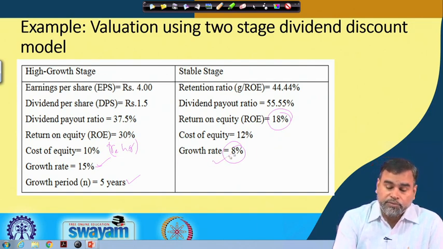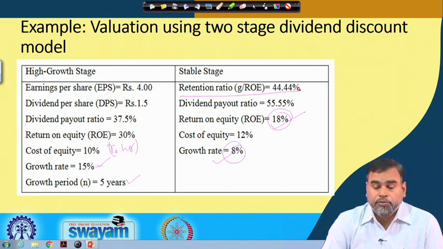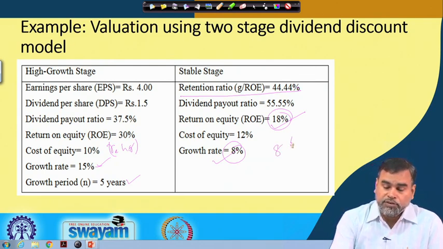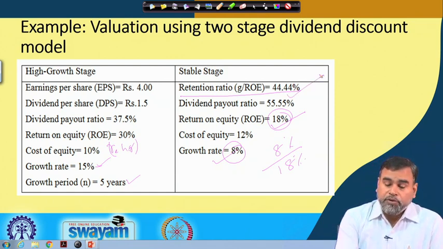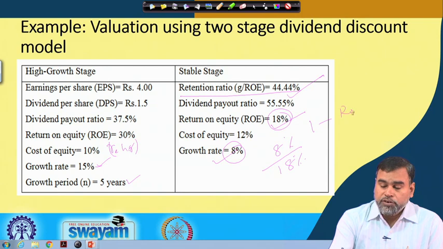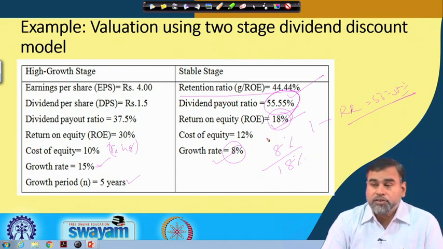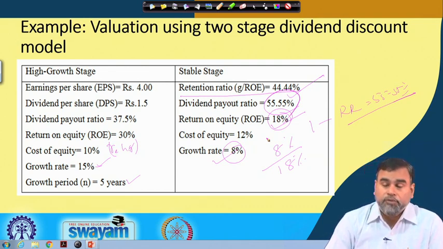So, if your growth is given and ROE is given, then the retention ratio can be calculated, that is 44.44 percent, this is 8% divided by 18%. Then the dividend payout ratio is nothing but 1 minus your retention ratio, that is 55.55% in this case. Then after using this data, you can use it for the calculation of the value of the equity.